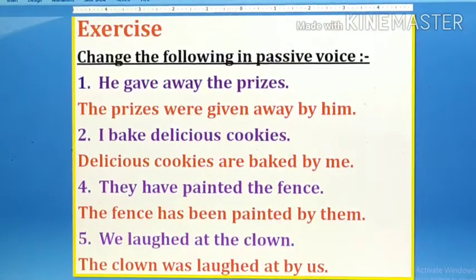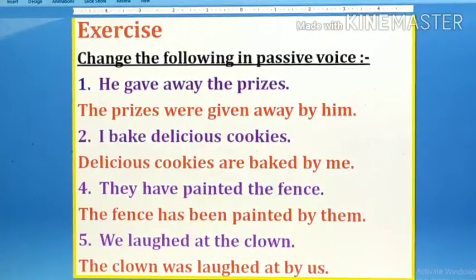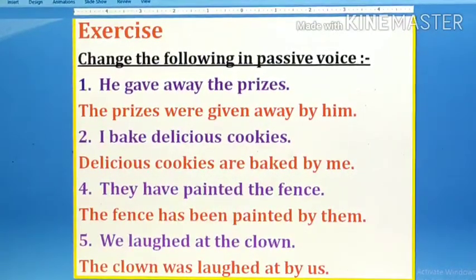Okay, why does have painted become has been? It is a formula: when the sentence is in the present perfect tense, then in the passive voice we have to use has been. Okay, now the next is we laughed at the clown. The passive is, the clown was laughed at by us. So remember the changes you have to learn, that is how the pronouns are changed from subject to object. He becomes him, I becomes me, they becomes them, and we becomes us.